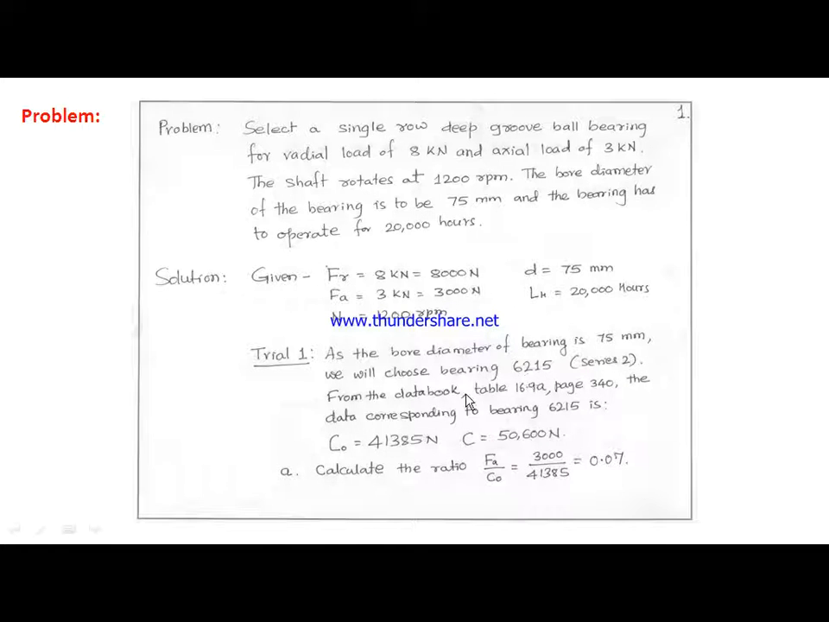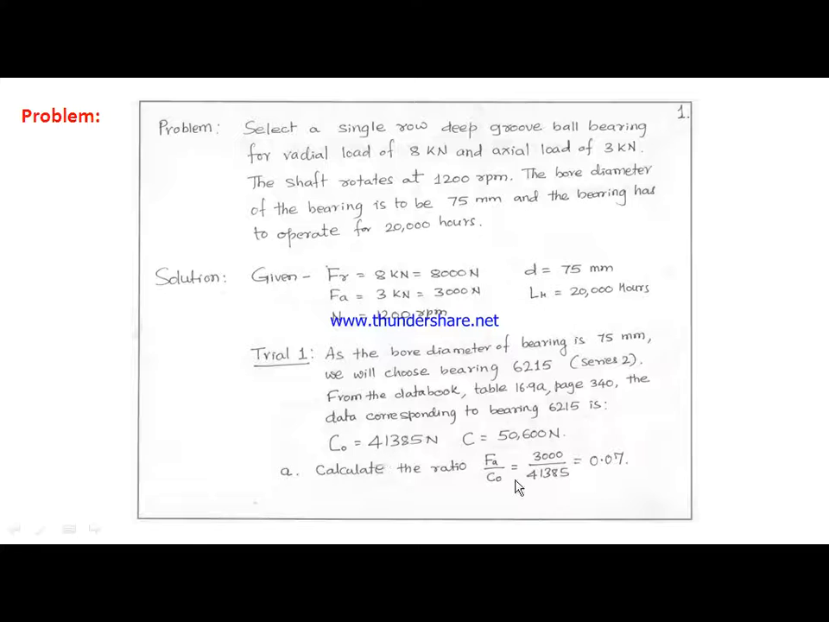Now referring to the data book, table 16.9a, page 340, Mahadevan and Balaveera Reddy, the data corresponding to this bearing is the static capacity is 41,385 Newton and dynamic capacity is 50,600 Newton. Now see carefully the steps followed in this trial to check the suitability of this bearing 6215 for these loading conditions and this life of the bearing.